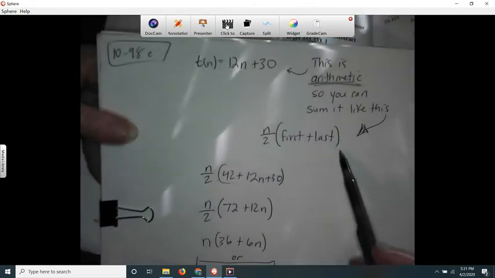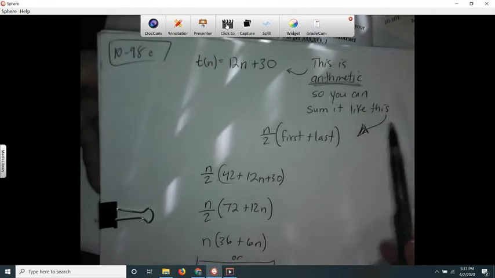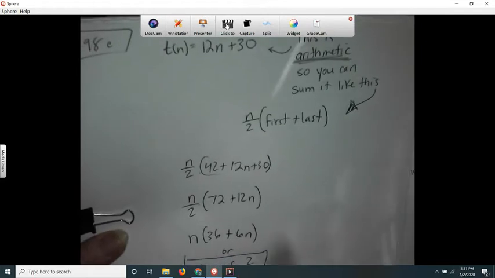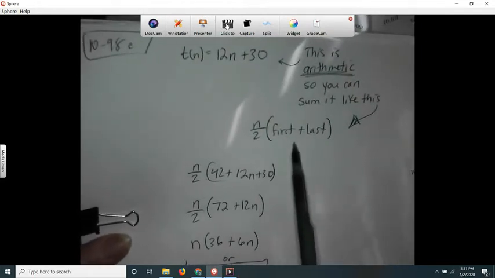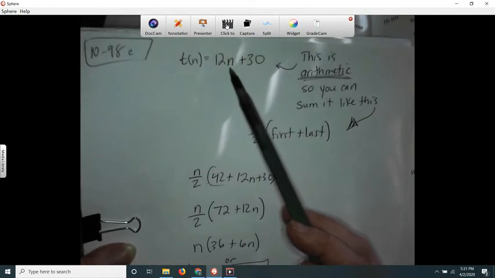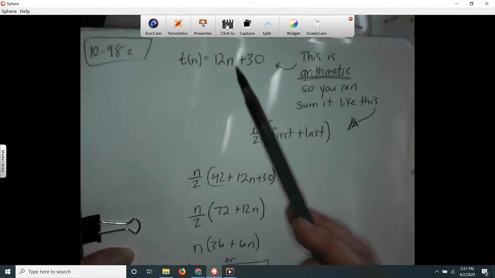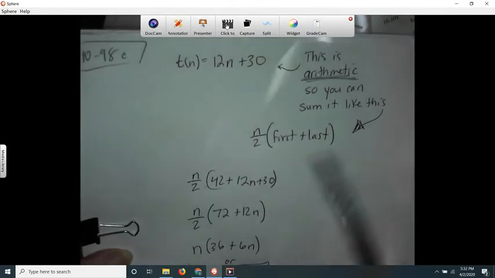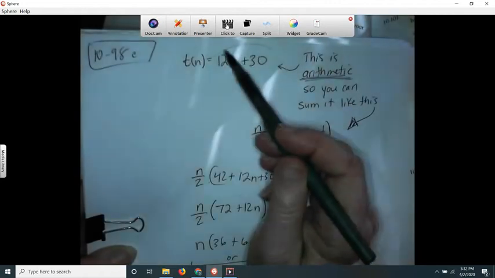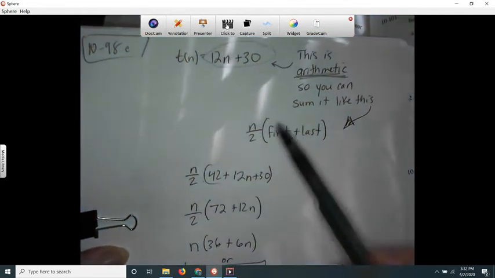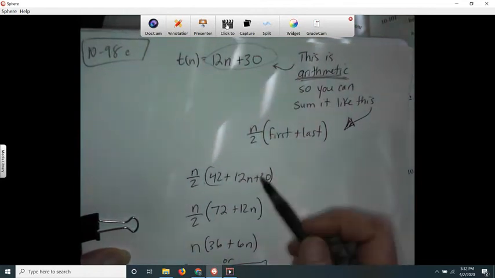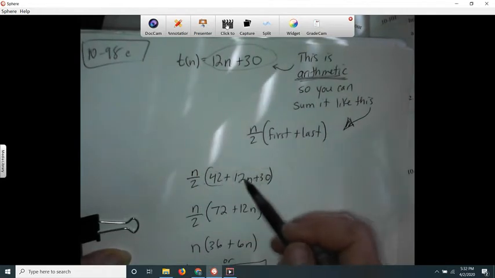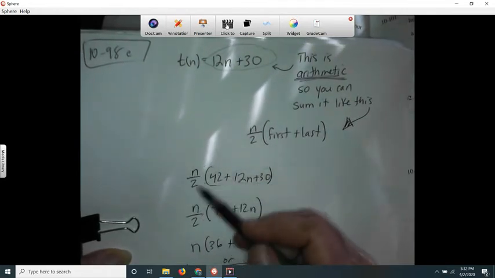So since I recognize that this is an arithmetic series, I'm just going to go ahead and sum it up using this formula. I know the first term would be just plugging a 1 in here. So 12 times 1 is 12, plus 30, that makes 42. And the last term, well, we don't know what n is, so we're just going to leave it as n. This would give me the last term, 12n plus 30. So this is the first term plus the last term times however many pairs there are.